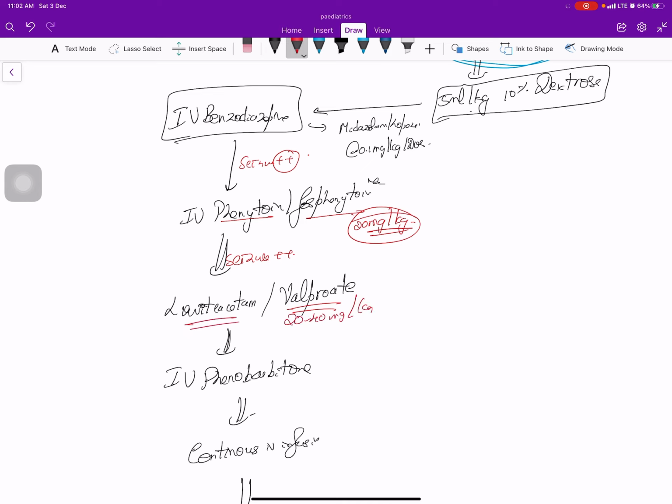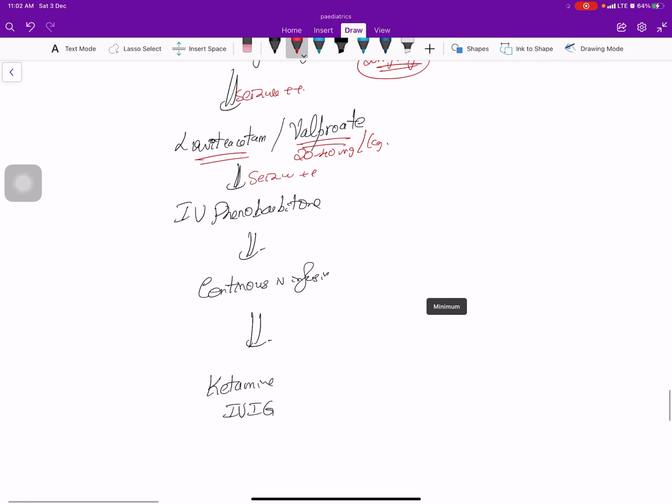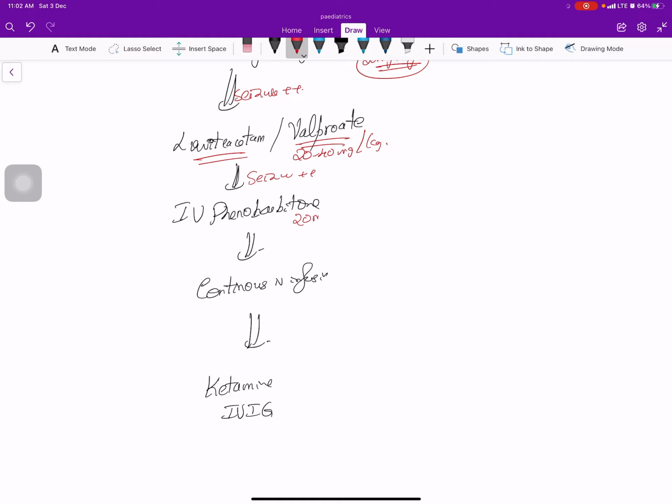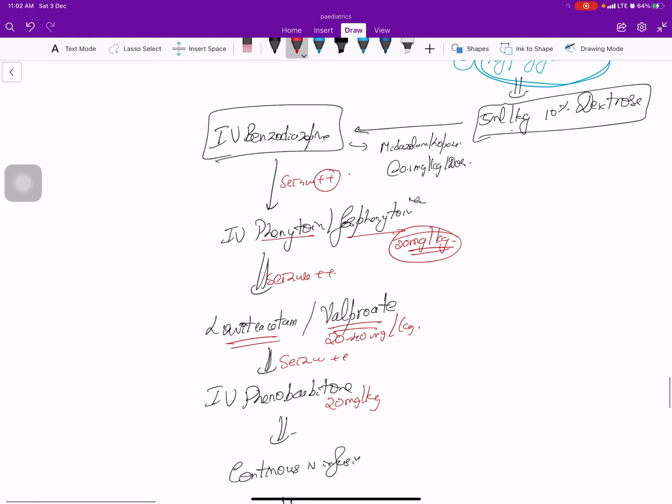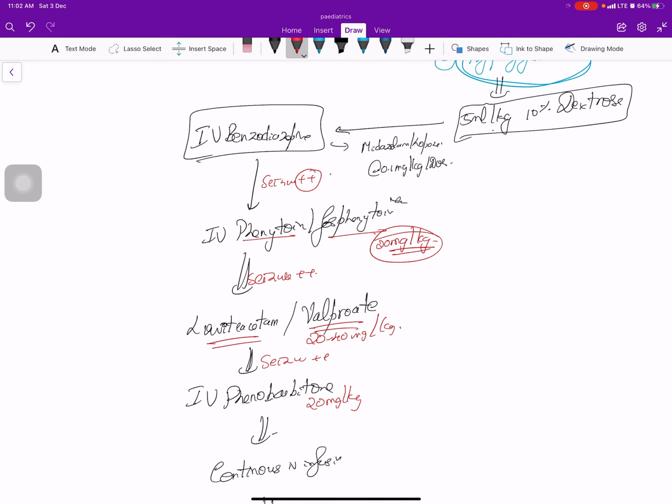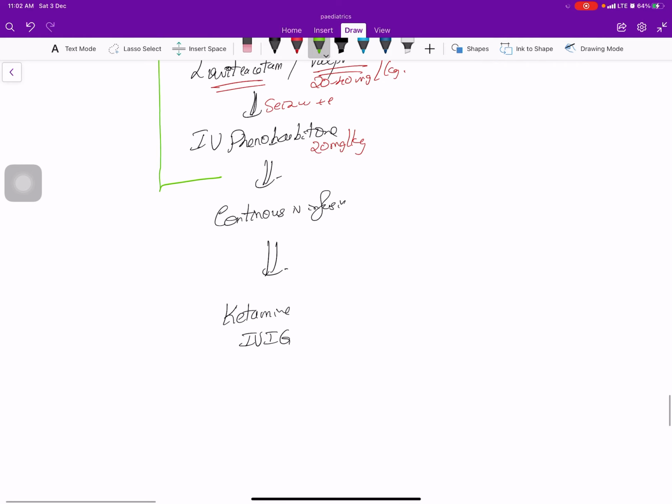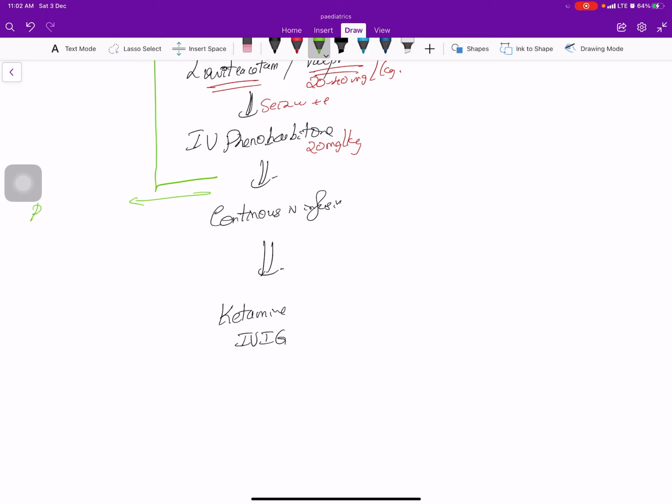Not working. Stronger drugs then. Phenobarbital. Phenobarbital would be given 20 milligram per kg. So all of this up until phenobarbital is okay. It's for 20 to 40 minutes, and this is a normal management. If it persists after 20 minutes, we're going to call it a refractory seizure.